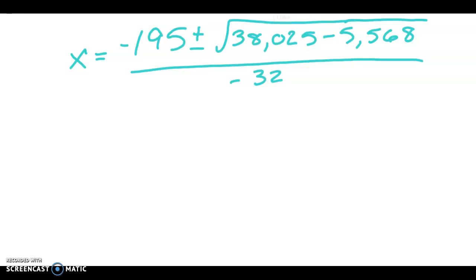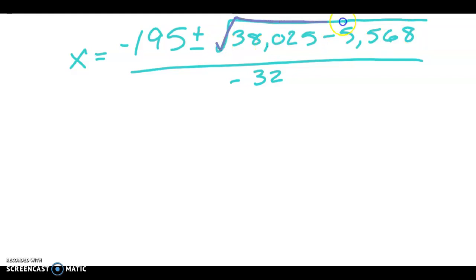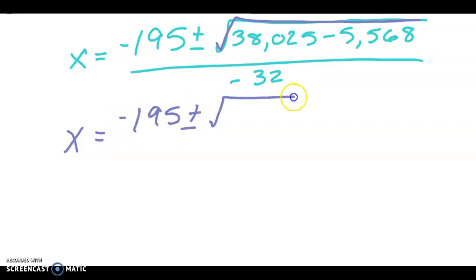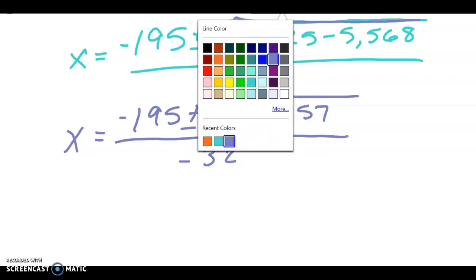We're about to start dealing with smaller numbers, okay? So now I got to take care of what's inside that square root. Okay, so I've got 38,025 minus 5,568. That's going to end up giving me 32,457. So x equals negative 195 plus or minus the square root of 32,457, all over negative 32. So now when we take the square root of it, this is going to suddenly look something a lot nicer.